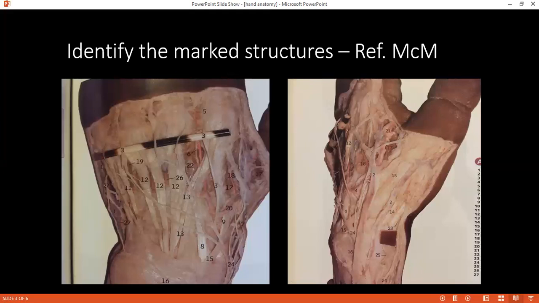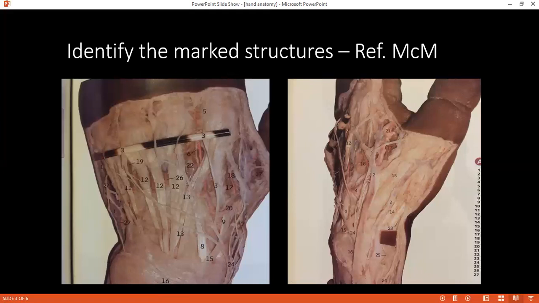Right. If you're looking at the left-hand side image, can you please tell me what is number 16? Extensor retinaculum. Okay, can you tell me the attachment of the extensor retinaculum? Okay, it's pisiform and hamate from the medial side, and from the lateral side it will be scaphoid and trapezium.